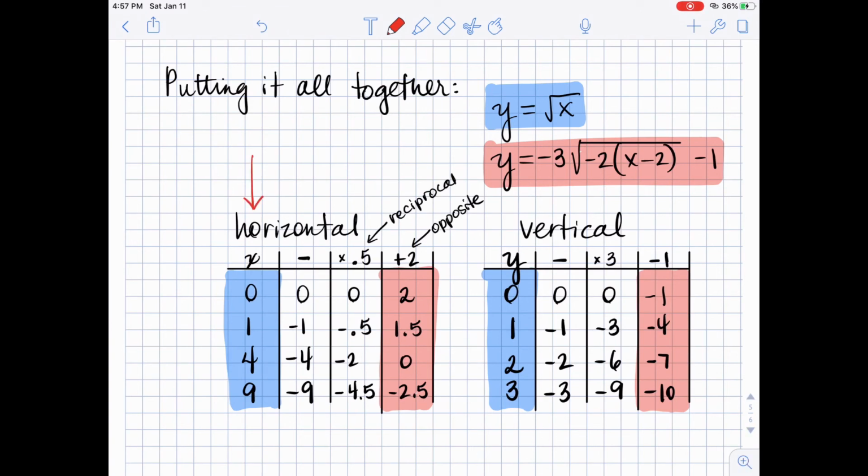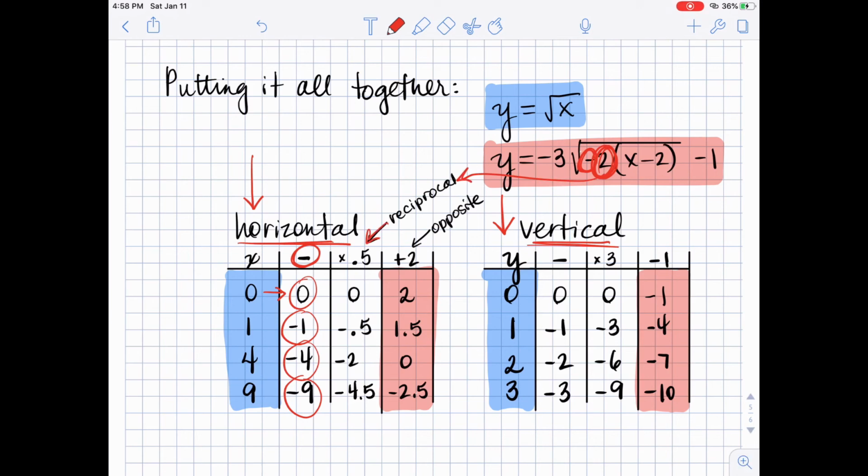So what you're going to do is split your x values and your y values of your parent function into a horizontal chart and a vertical chart. Our original 4 points are in blue from the parent function. Then we're going to look for the first transformation on the inside, that negative sign. We're going to put it in the first column of our chart and make all our values negative of what they were before. Then we're going to look at the 2, and the 2, we take the reciprocal, which is 1/2, and we multiply all our values by a half.